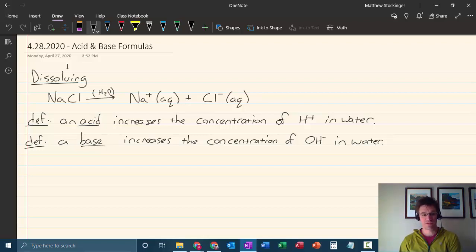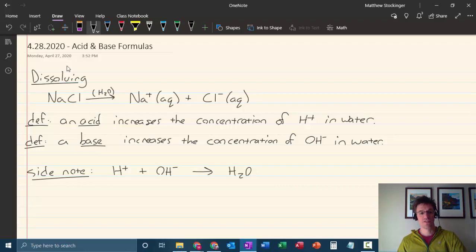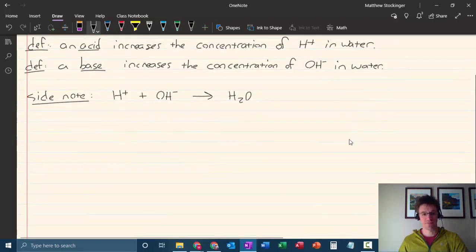Now, an interesting thing to note, side note, before I get to those examples. If you put an acid, that's H plus, together with a base, that's OH minus, you get something with two H's and an O, which is H2O, and of course H2O is water. So acids and bases, they're each half of water, and that's interesting. Okay, so let's look at some examples of acids.